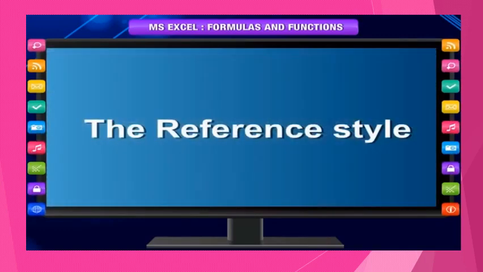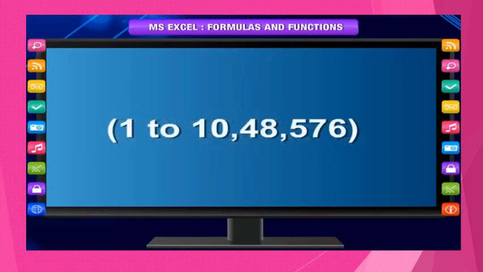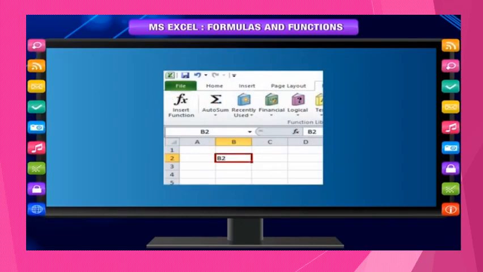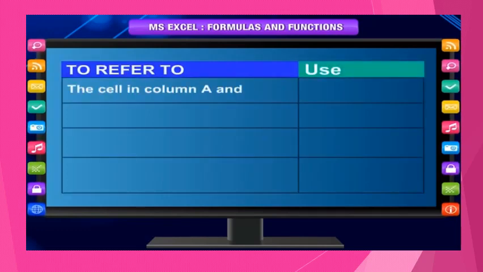The A1 reference style. By default, Excel uses the A1 reference style, which refers to columns with letters A to XFD for a total of 16,384 columns and refers to rows with numbers 1 to 1,048,576. These letters and numbers are called row and column headings. To refer to a cell, enter the column letter followed by the row number. For example, B2 refers to the cell at the intersection of column B and row 2. To refer to the cell in column A and row 10, use A10.